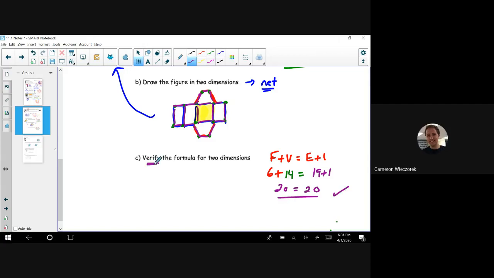And again, that's what verify means. Verify means you have to plug in for all three variables. If they wanted you to solve, you would be only plugging in for 2. So that kind of wraps up Euler's formula.